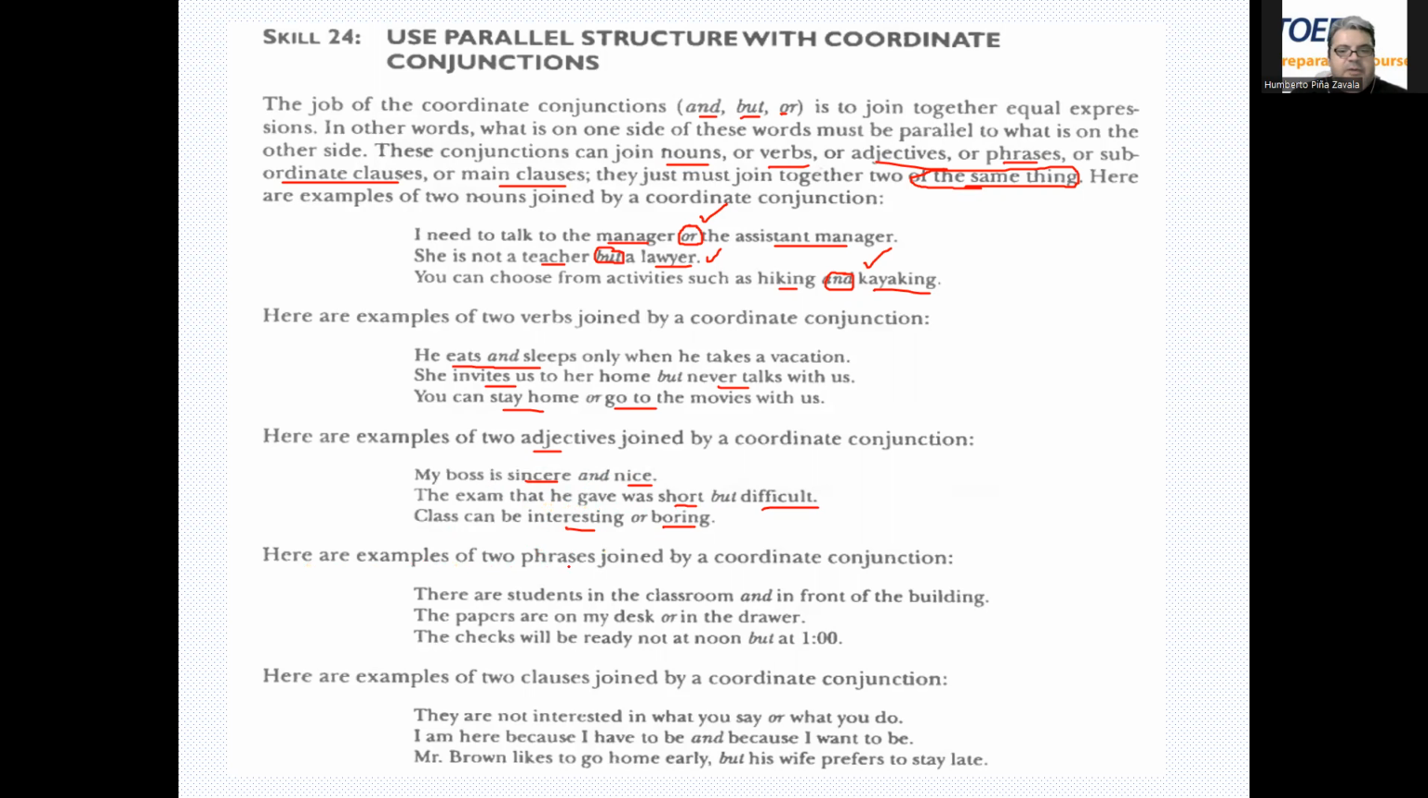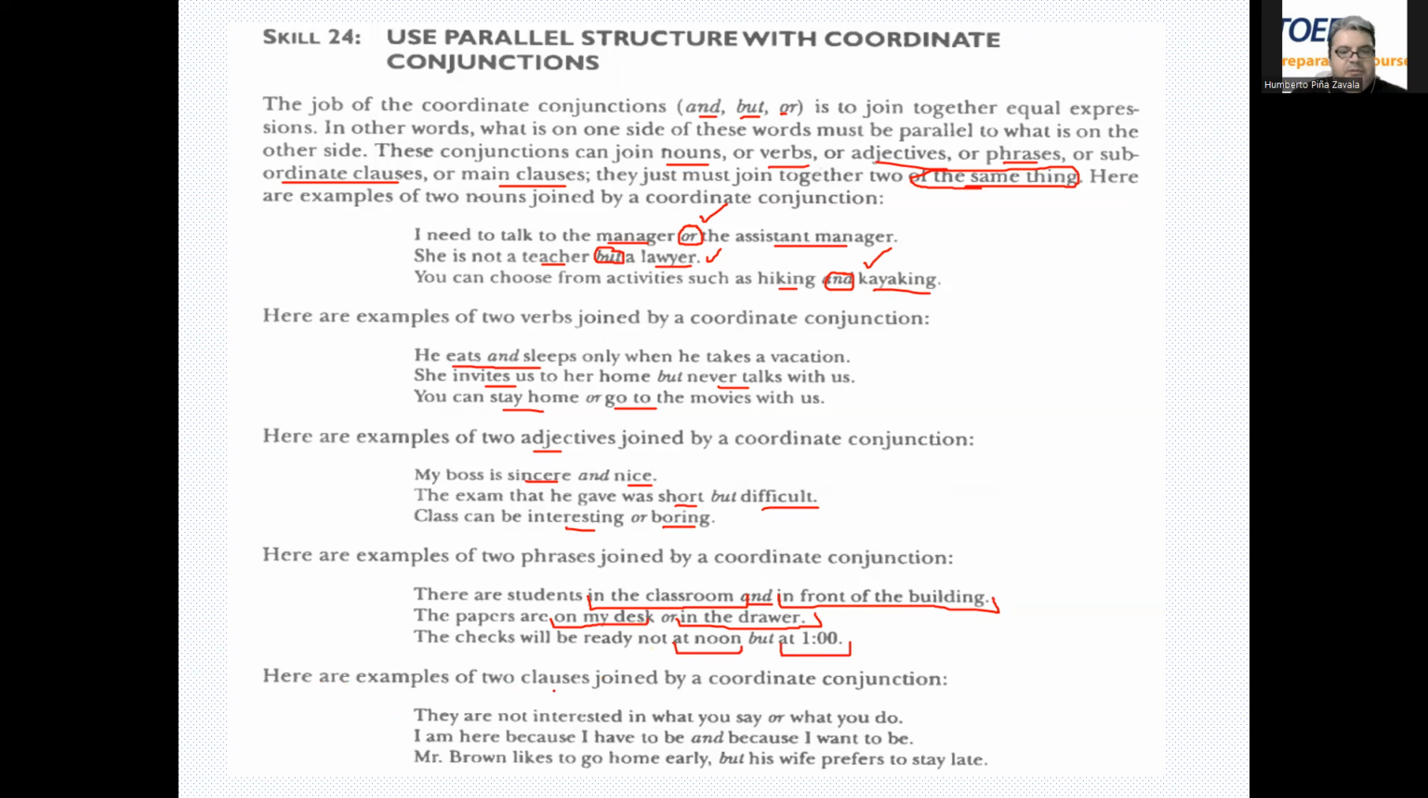Here are examples of two phrases joined by a coordinate conjunction. There are students in the classroom and in front of the building. Okay, students in the classroom, in front of the building. The papers are on my desk or in the drawer. The checks will be ready not at noon, but at 1.